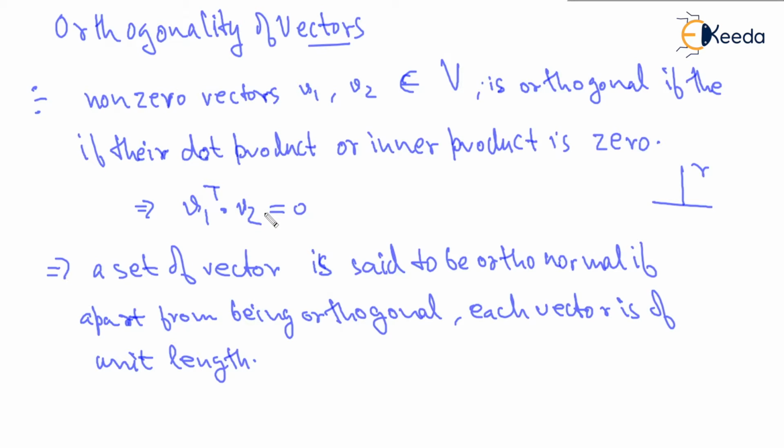And then from this set comes the orthonormal. A set is orthonormal if, apart from being orthogonal, that is apart from being perpendicular, each of the vectors is of unit length. Then we can say that the set is orthonormal.